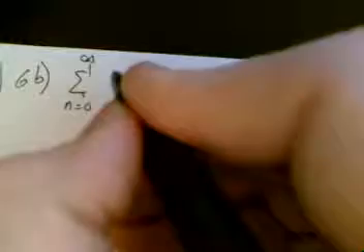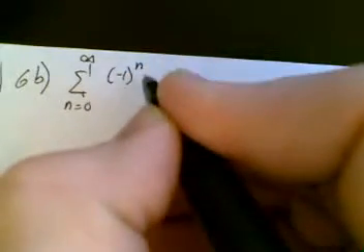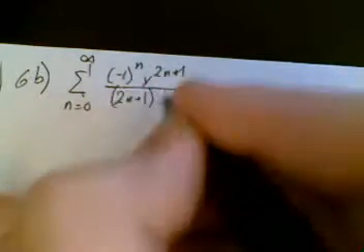Okay? Let's go ahead and look at 6b. Now, 6b looks nasty. 6b is actually going to be the sum as n equals 0 to infinity of (-1)^n times x^(2n+1) divided by (2n+1) factorial.